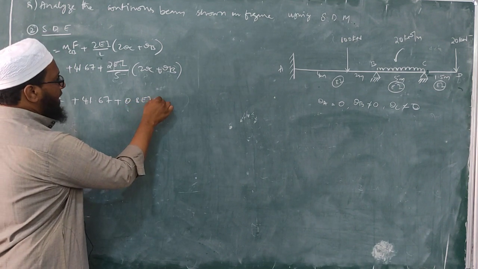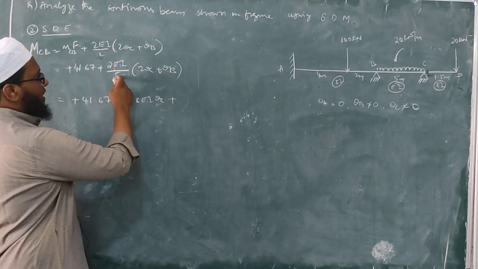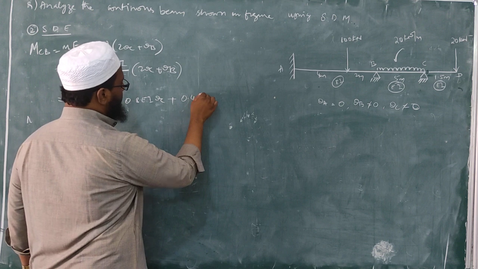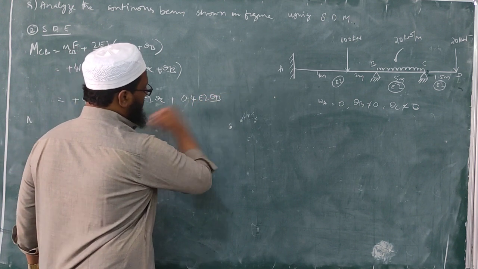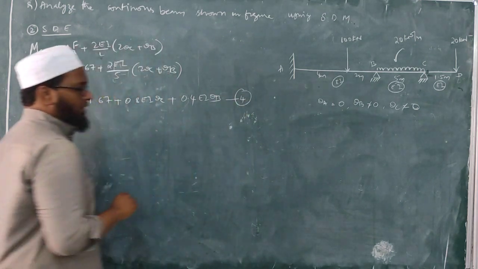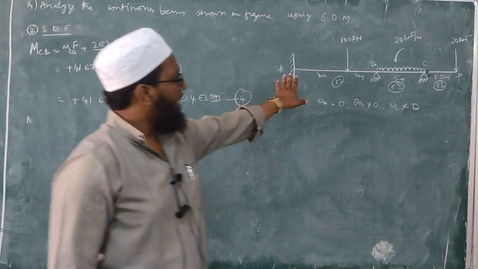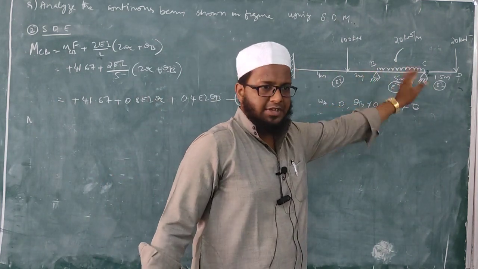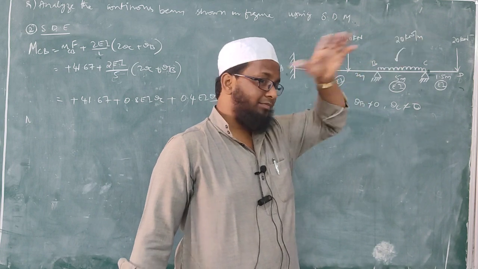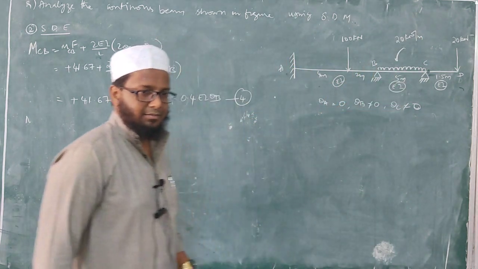0.8 EI theta C first. Then 2 by 5 is how much? 0.4 EI theta B. This is equation number 4. Now all equations are over, isn't it? We have MAB, MBA, MBC, MCB. What about MCD? We have got the final answer, that is minus 30.